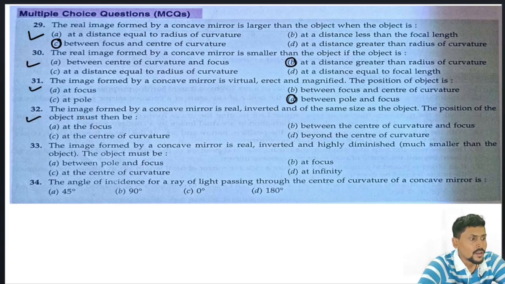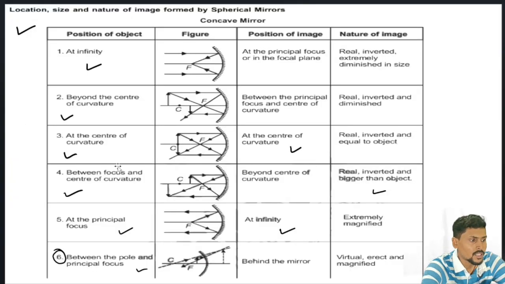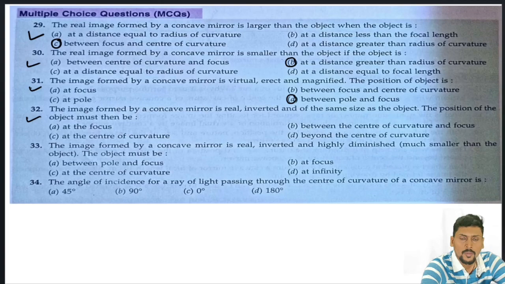Next question, the image formed by a concave mirror is real, inverted and of the same size as the object. The position of the object must be at focus, at the center of curvature, between center of curvature and focus, beyond center of curvature. So we discuss this table. Look at case number 3. When the object lies at center of curvature, when at C, then image is also formed at C. The image is real, inverted and same size as the object. So the answer to this question is that the object lies at the center of curvature, so option C is the correct one.